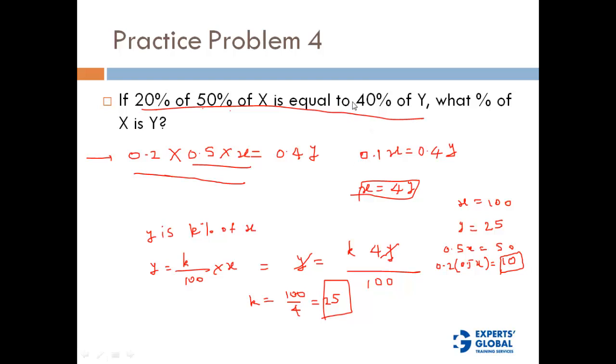On the other side we have 40% of y. So what is 40% of y? 40% of y is 0.4 into 25, correct? Which is 10. So we see that 40% of y is the same as 20% of 50% of x. That means our solution is correct. The answer is y is 25% of x.